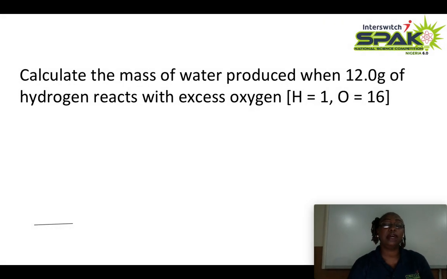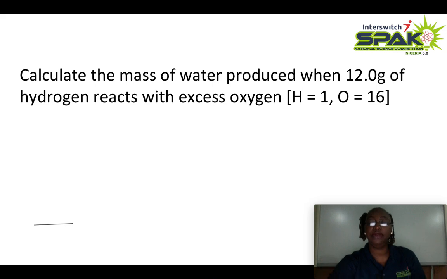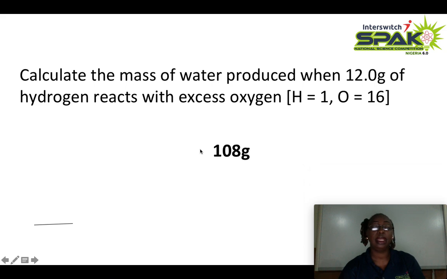Calculate the mass of water produced when 12 grams of hydrogen react with excess oxygen. Okay, let's see. How do you do that? Let me give you a few seconds to look at it and tell me the answer. Okay, good. So what did you get? 108 grams. Mark yourself if you have gotten the right answer. Let's see how it's being done.